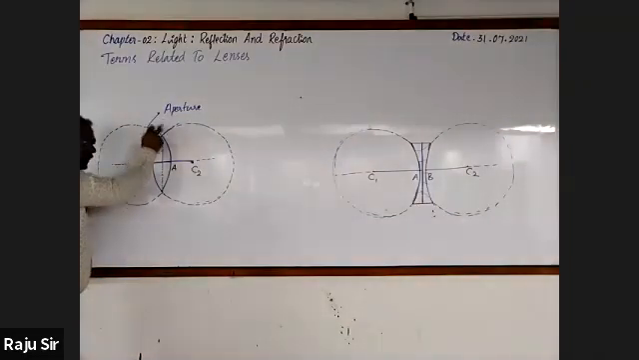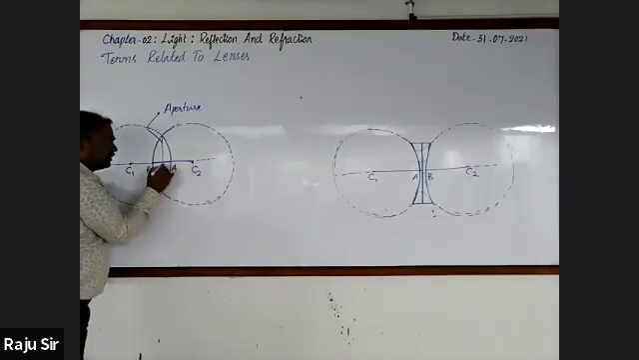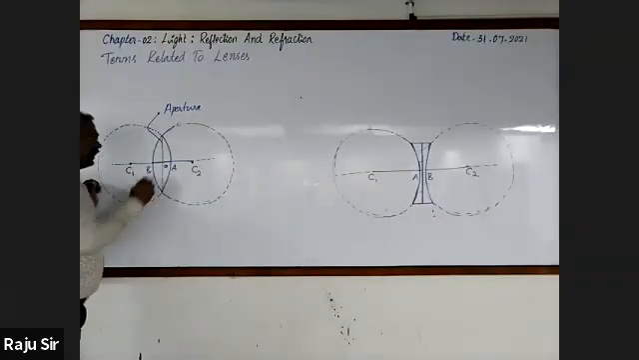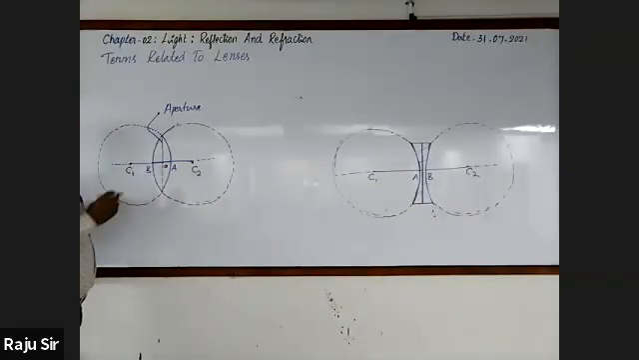Observe that the aperture and the principal axis both intersect at a point, and that point is inside the lens. This is called the geometric center of the lens. The geometric center of the lens is called the optic center.